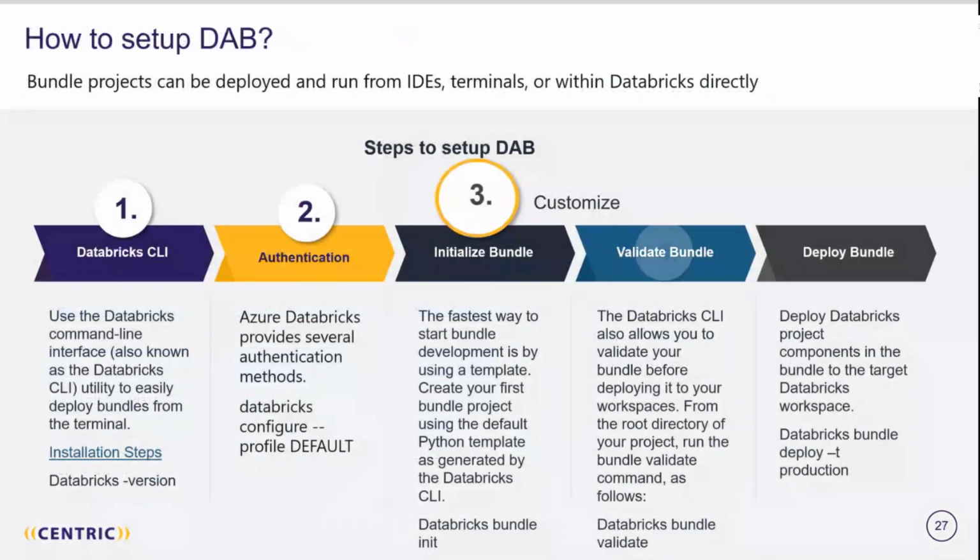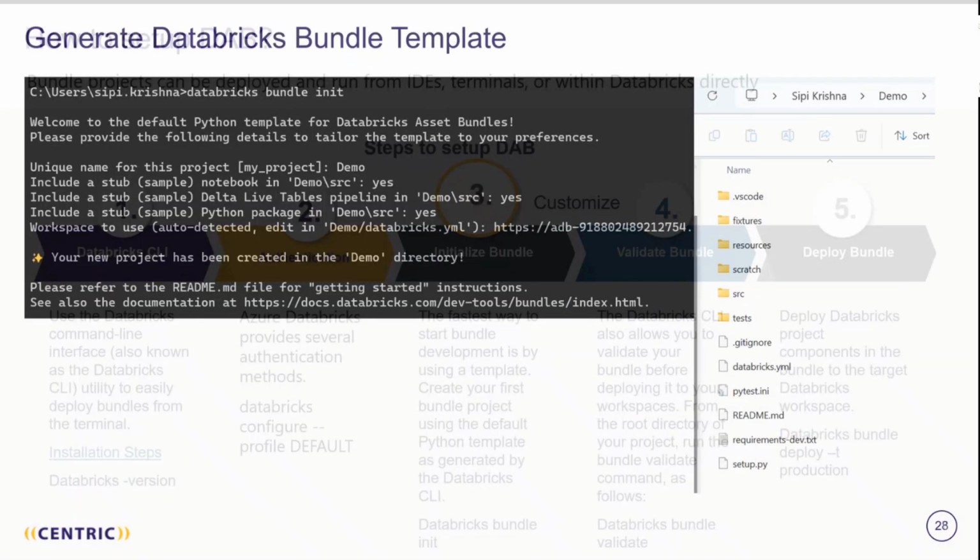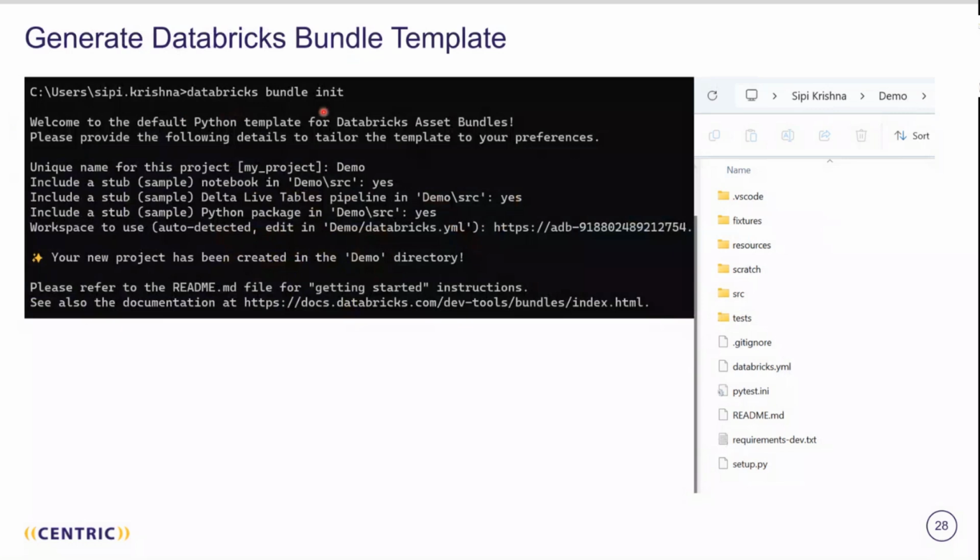The third step here is to initialize the bundle, and the command to initialize is databricks bundle init. What initialize does is it generates a template for Databricks asset bundles for us. So when I run initialize, it asks me for my project name, and I have given all the other defaults.